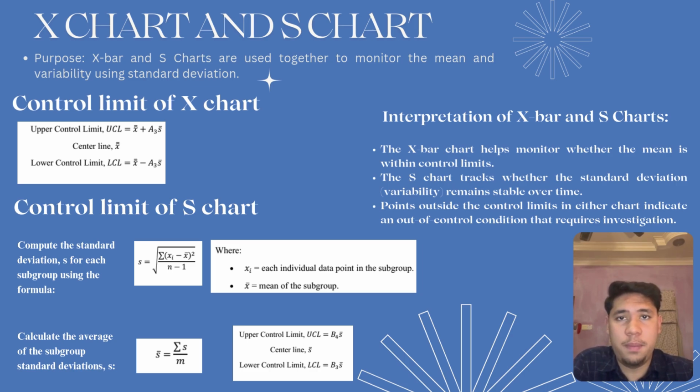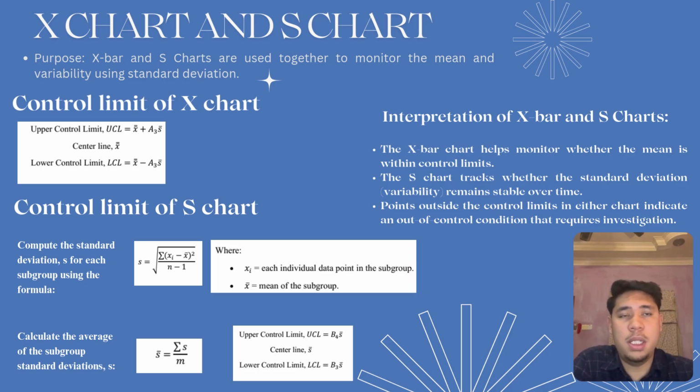standard deviation. The control limits for the S-chart are calculated based on the standard deviation of each subgroup. First, we calculate the standard deviation for each subgroup using the formula, where Si represents each individual data point in the subgroup, and S-bar is the mean of the subgroup. Then we calculate the average of the subgroup standard deviations, where M is the number of subgroups. Next, the control limits for the S-chart are: upper control limit is B4 multiplied with S-bar, lower control limit is B3 multiplied with S-bar. The central line is S-bar.